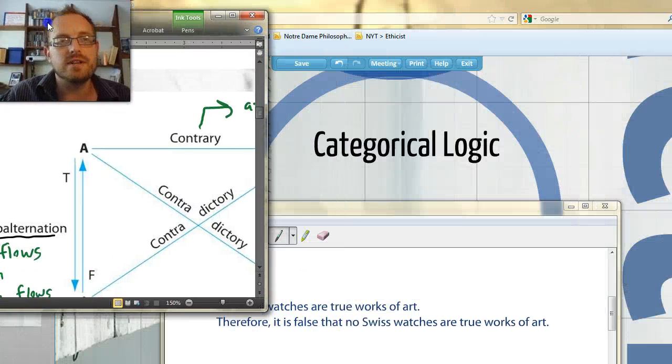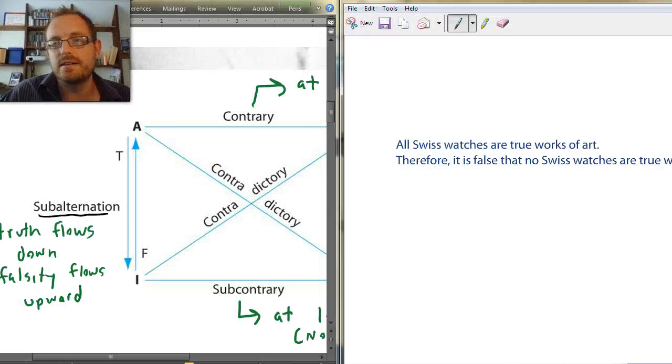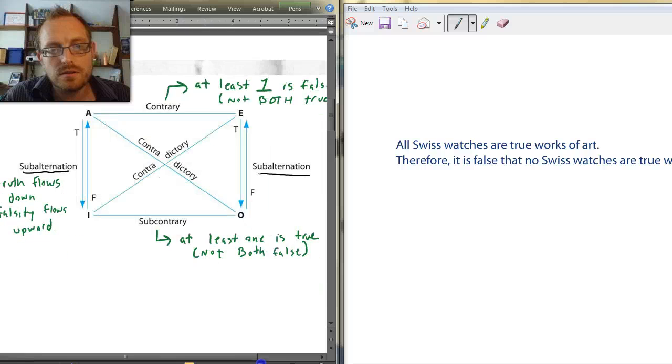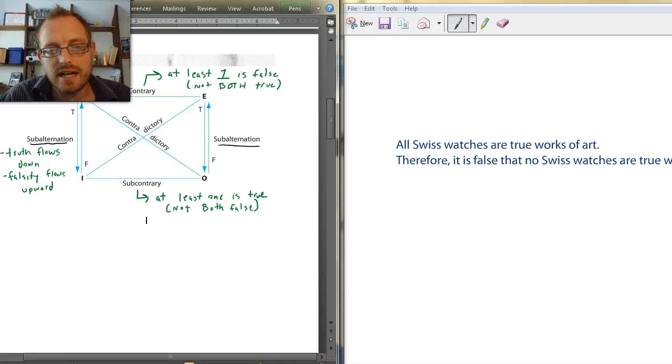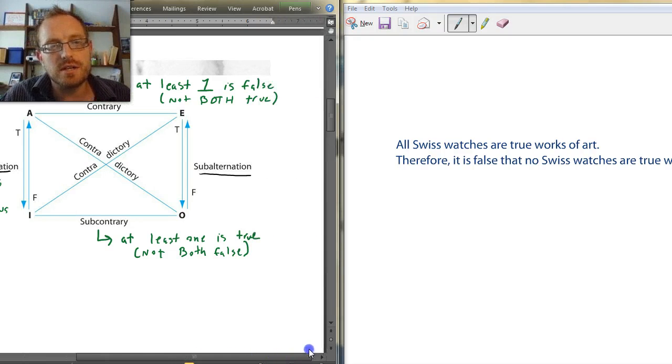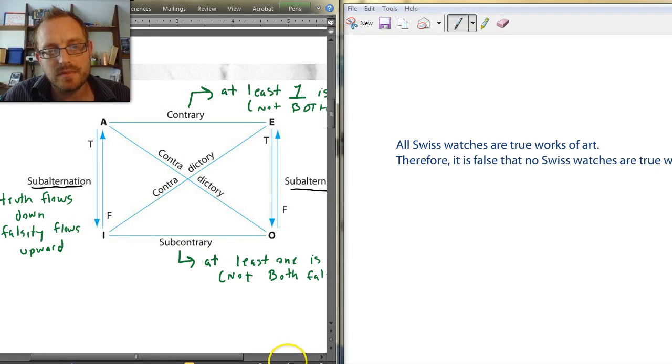Let me see if I can move this over here a little bit. All right, so that way we can see it. I hope it's not too small on your screen here. I'll just go like this. I think that's probably the best way to look at it.